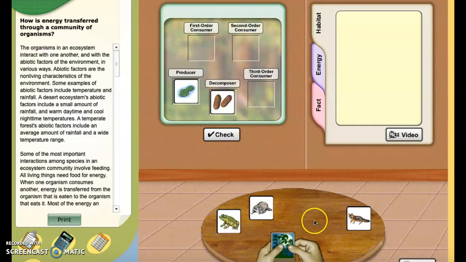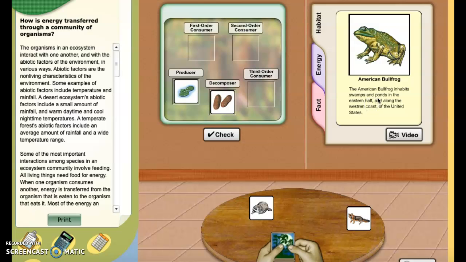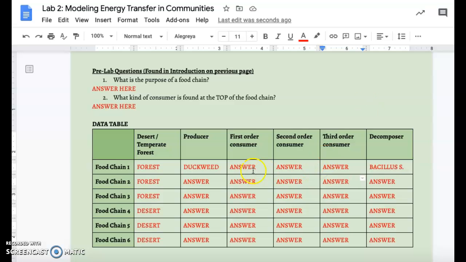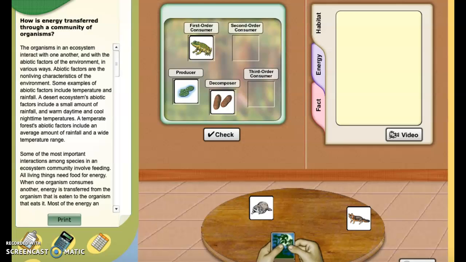So which of these 3 do I think is going to be eating plants? I don't even know what this is, but my guess is on the frog. American bullfrog. So I'm going to drag it on that way and just hurry up and write that under first order consumer, American bullfrog. Or just put bullfrog. We don't care that it's American. Bullfrog is a bullfrog.